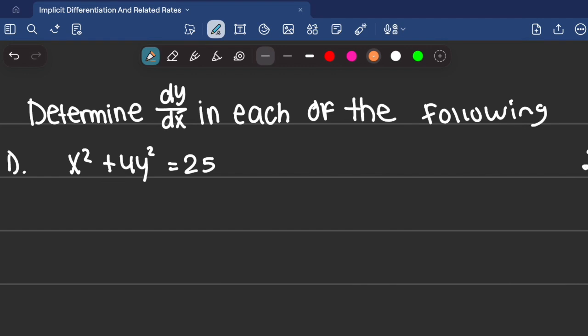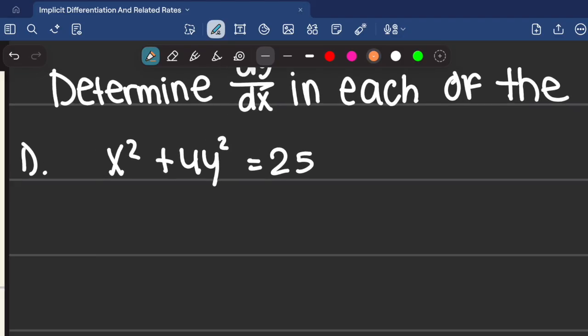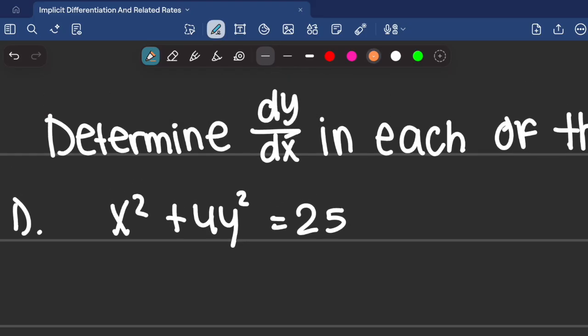Hello everyone, and today we're going to be looking at implicit differentiation and how to solve some basic implicit differentiation problems. So starting with number 1, we are asked to determine dy over dx in each of the following. The first problem we have is x squared plus 4y squared equals 25.